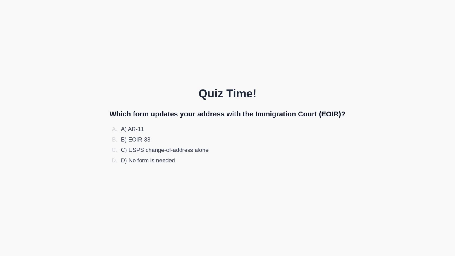Quiz time. The question is, which form updates your address with the immigration court, also known as EOIR? Options are A, AR 11; B, EOIR 33; C, USPS change of address alone; or D, no form is needed. You may pause the video now to think about the answer. We will discuss the answer in the next section of the video.